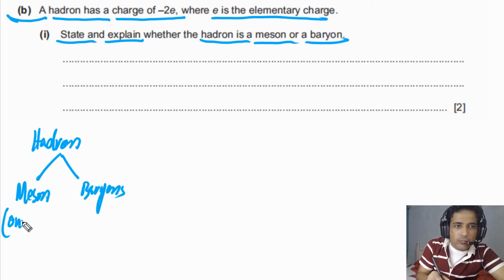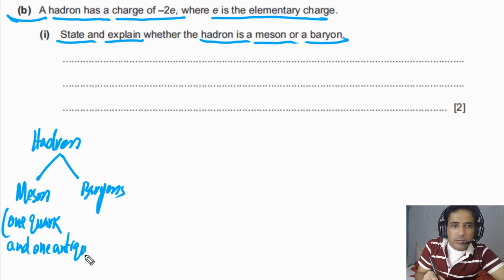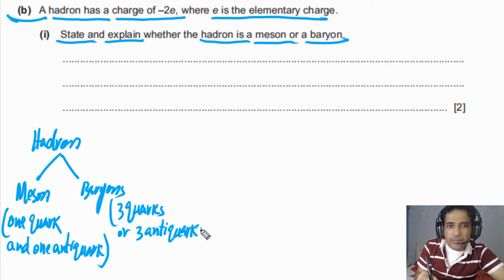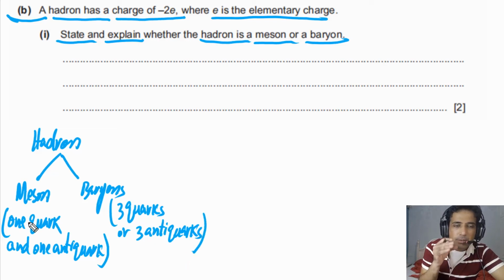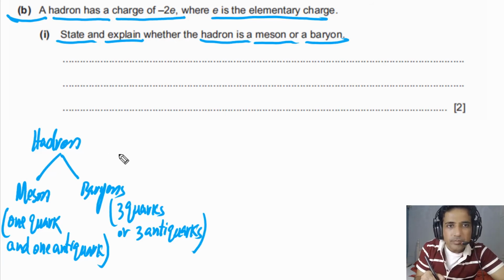Mesons consist of one quark and one antiquark. So this is the composition of a meson. Baryons consist of 3 quarks or 3 antiquarks. But for a meson, it has to be 1 quark and 1 antiquark. But baryons can consist of 3 quarks or 3 antiquarks. If they consist of 3 antiquarks, we call them antibaryons. Now let's try to find out the charge on a meson. First of all, meson.